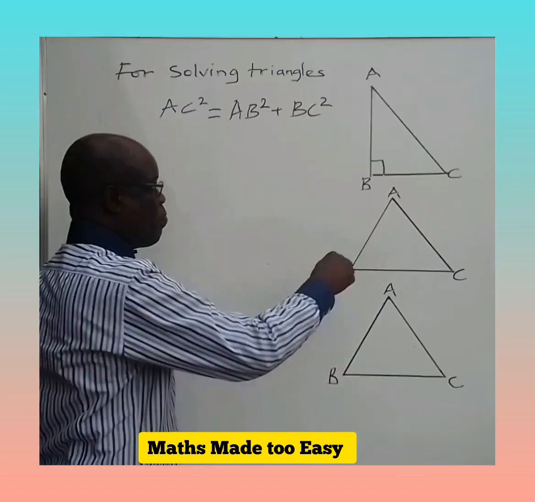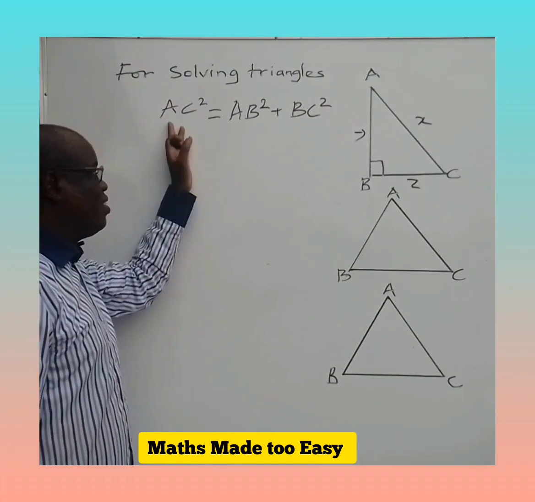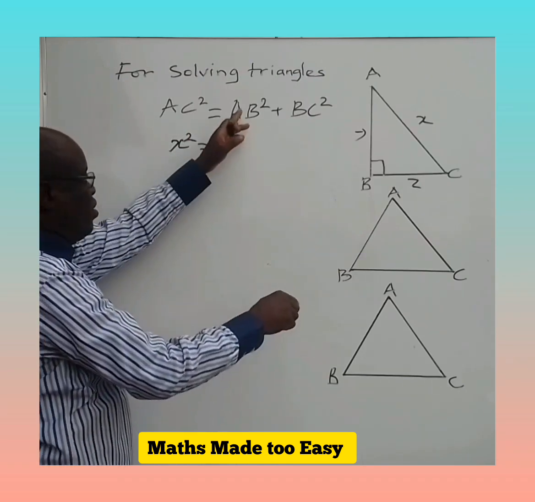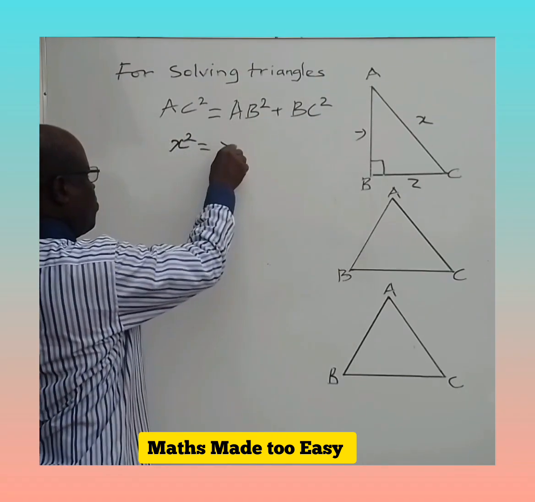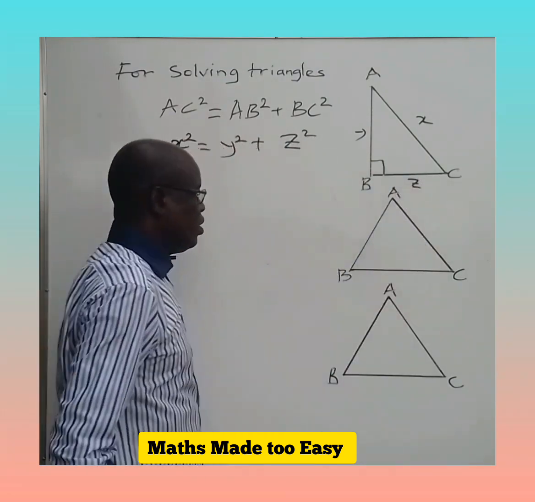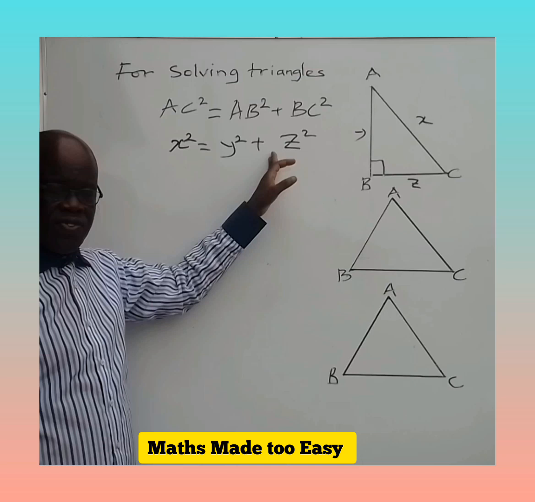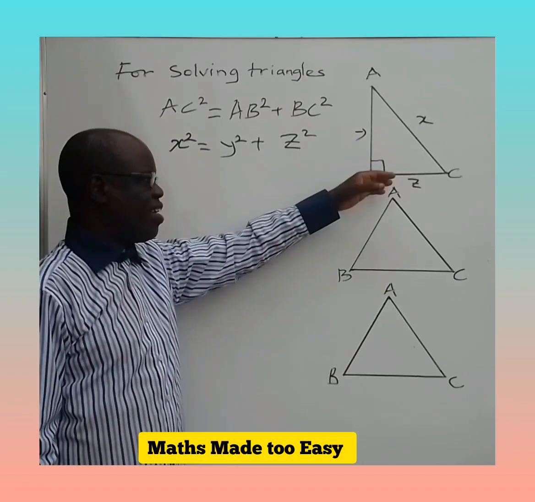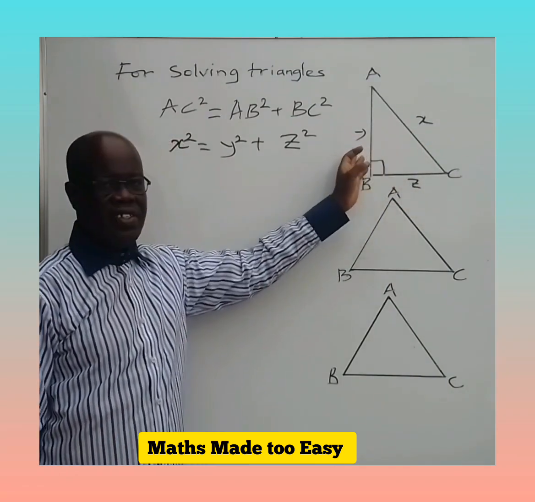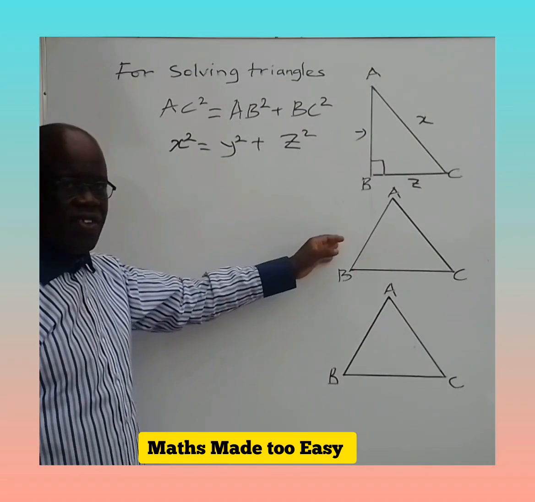And if you like, you can represent this one by x, y, z. So that instead of writing AC square, you just write x square, equals AB square, which is y square, plus BC square, which is z square. So under this circumstance, you can use Pythagoras theorem. And in this case, two of the sides must be known, either y and z, or z and x, or x and y. Two of the sides must be known. That's the first condition.